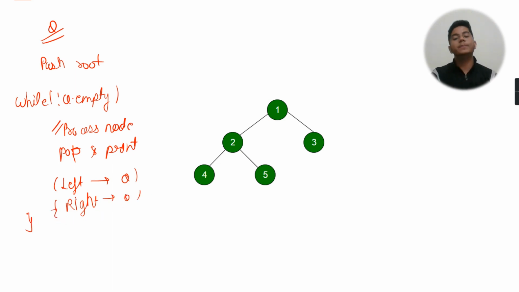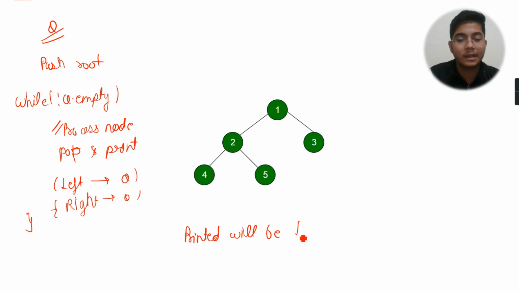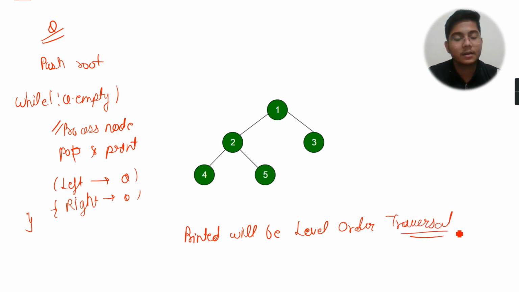So at the point when the queue becomes empty, this simply means that you have traversed all the nodes, you have like marked true on all the nodes, that okay, you have visited all the nodes, and the printed order will be the level order traversal.